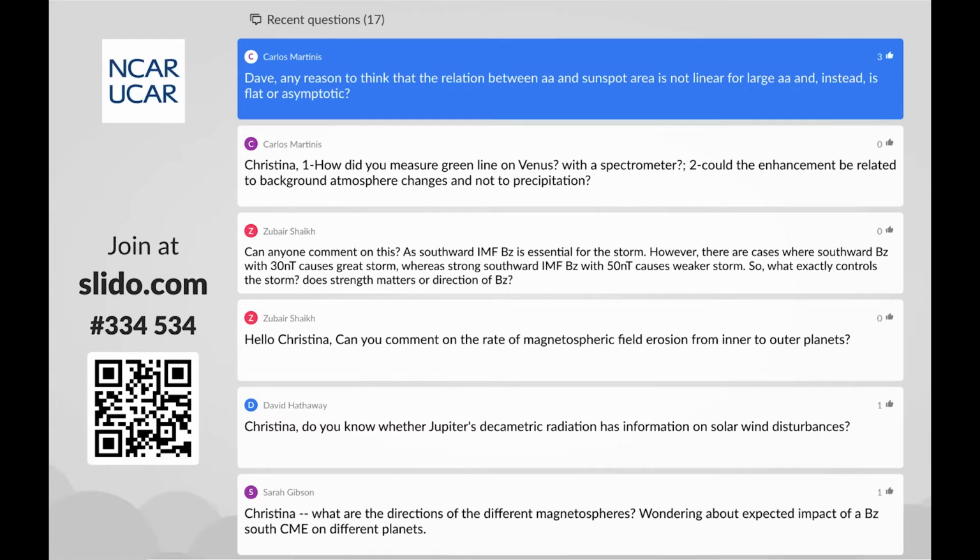It does look like it might roll off at high AA index, but I think a lot of that is because of cycle 19. If you take cycle 19 out of there, it looks like a very linear relationship. So it's unclear. We need another really big cycle. Mm-hmm. Okay.